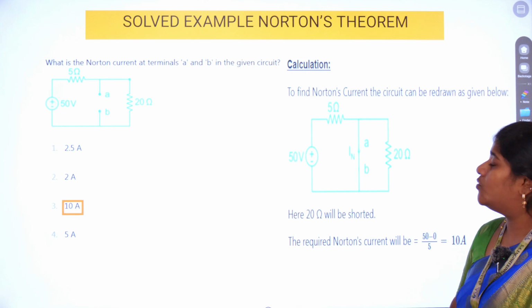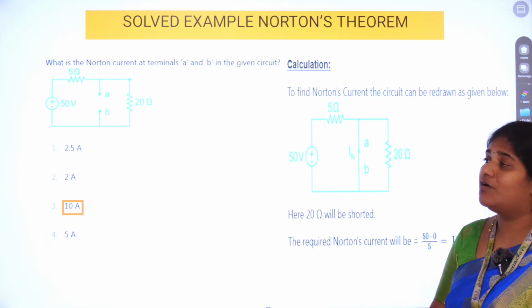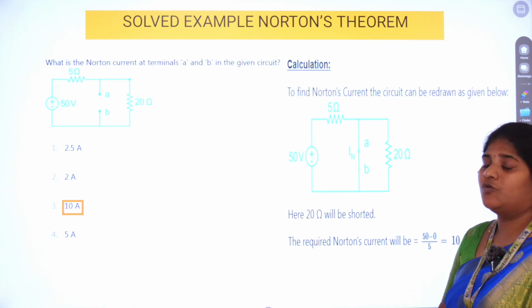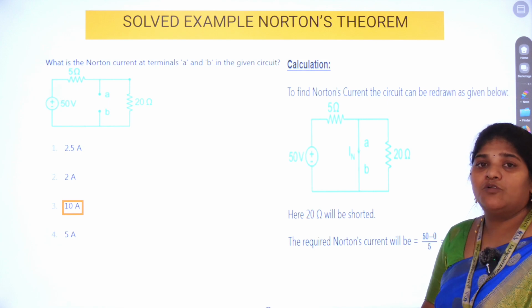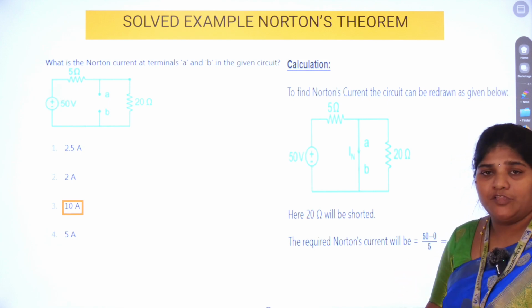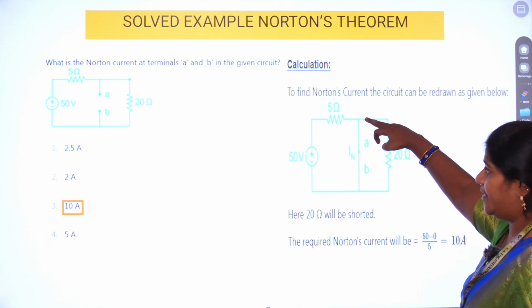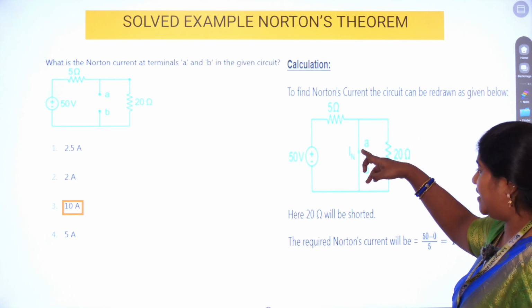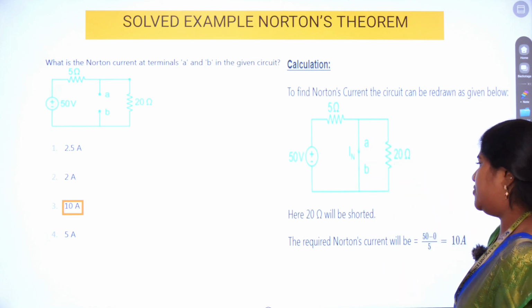One more. So what is the Norton current at terminals A and B in the given circuit? Norton's current at the terminals A and B. Right? So A and B is your load right now. And step number 1, according to Norton's theorem, after identifying the load resistor, short circuit it, right? So you can see a line here, short circuiting it, and we are finding out the current through this short circuited region.